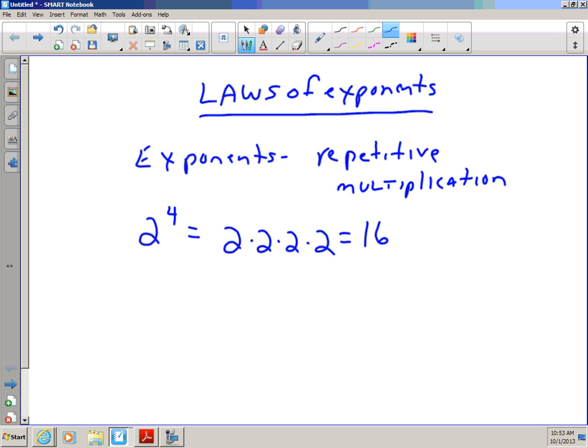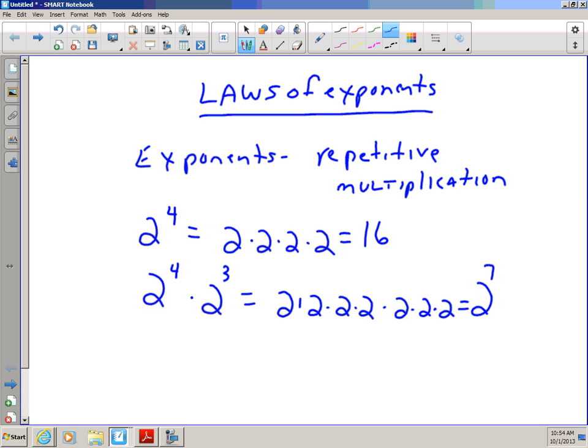Now, if I want to multiply two numbers that are written in exponential form, I can go through one of two steps. The first is I can say to myself, well, 2 to the fourth is 4 2's, and 2 to the third is 3 2's. Well, I really don't want to write all of those out, so you should be able to see that if I multiply two numbers that have the same base, I can simply add their exponents.